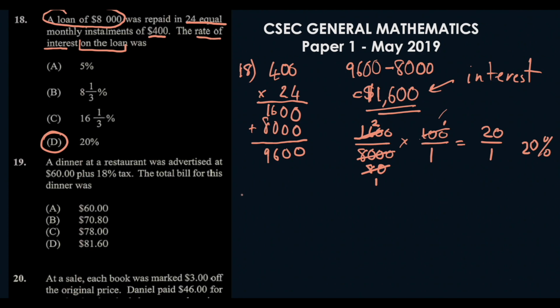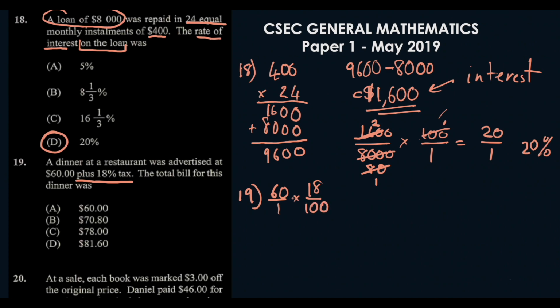So the next one, number 19. Number 19 says a dinner at a restaurant was advertised at $60 plus 18% tax. The total bill for this dinner was what? We need to figure out what the tax is in order to figure out the bill. So therefore, we need to calculate 18% of 60.